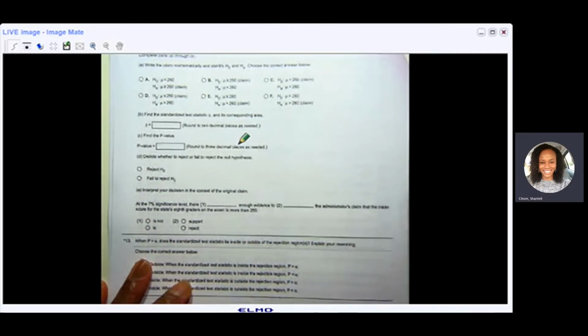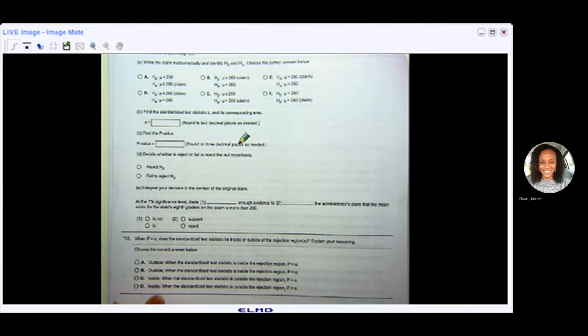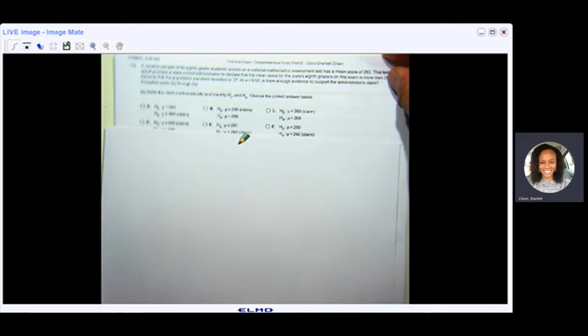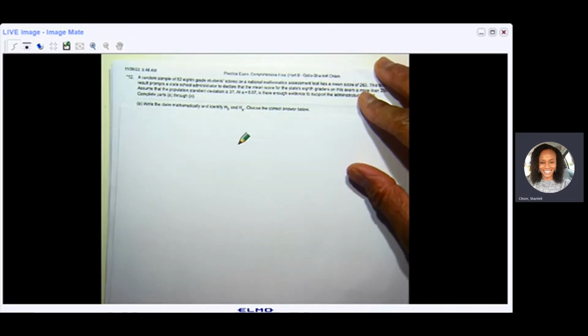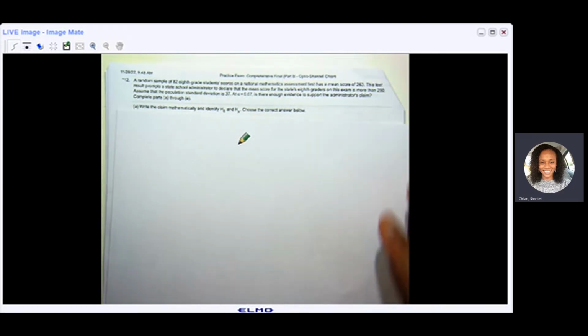I'm going to work this one, number 12, and then I am done for today. This one is dealing with Module 5, hypothesis testing. Since that's a newer topic, one of the later topics, I just want to do one more of these. A random sample of 82 eighth grade students' scores.